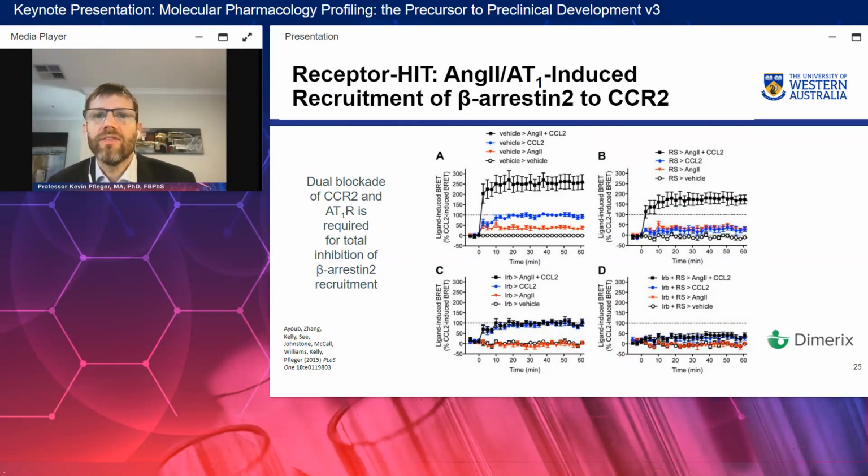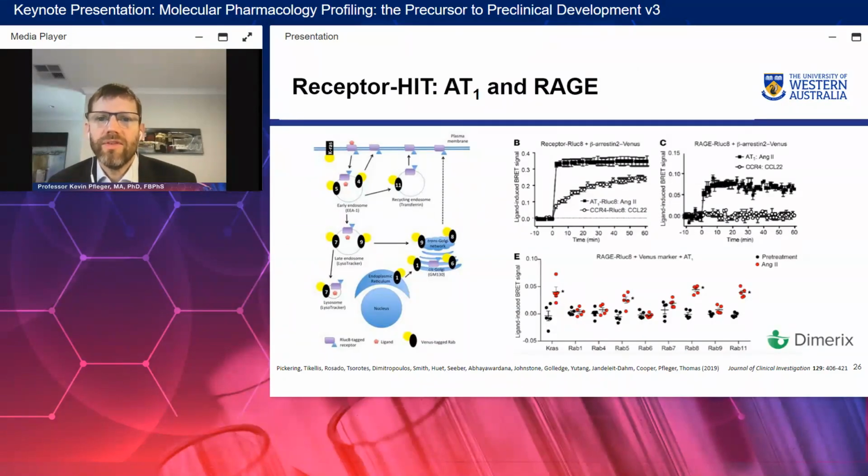These slides here illustrate that if you block signaling of one of the receptors, we reduce the signal, and it's when you block both receptors in combination that you reduce the signal right down and inhibit that beta-arrestin recruitment. So again, hinting at this dual receptor blockade being of benefit.